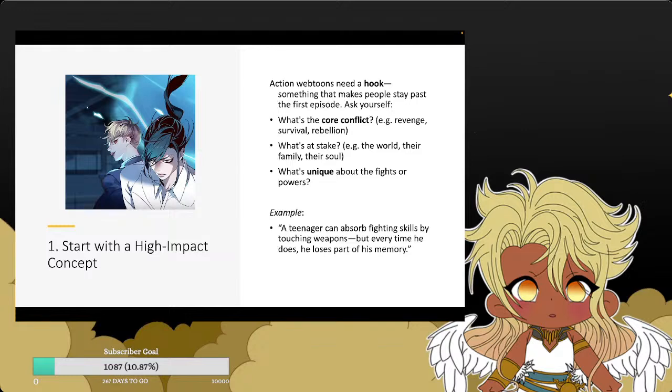What is the type of story that you're trying to make? Is it a revenge story? Is it a survival story? Is it about a rebellion? All of that can be conveyed to me in the first episode without a lot of heavy exposition to establish what the actual stakes in the story are.